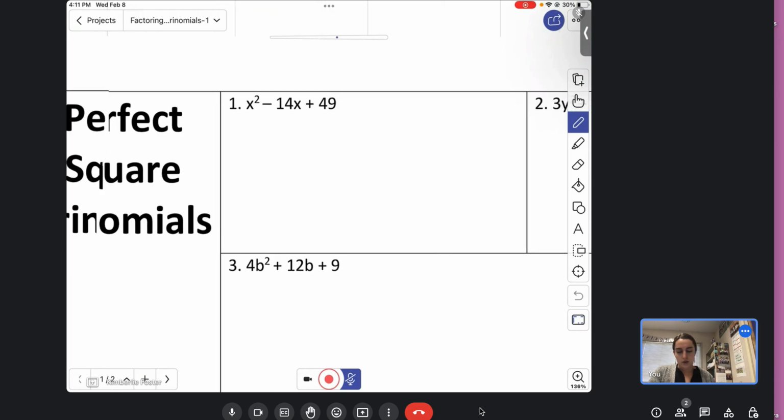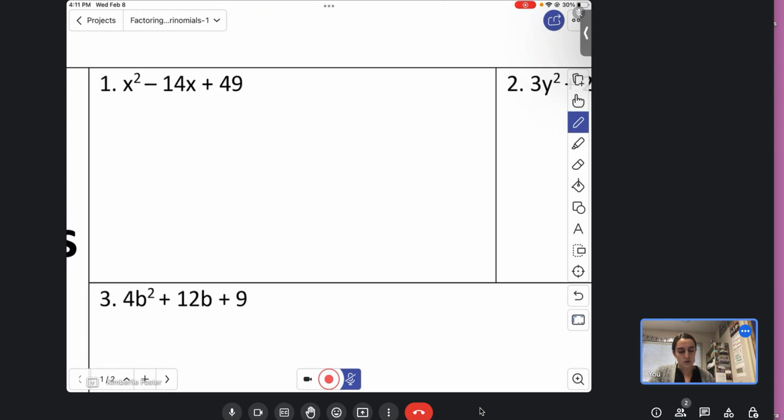Okay, so these are called perfect square trinomials. So when I draw my x, I see here a is 1, b is negative 14, and c is 49. So on top I have 49, and down here I have negative 14. Okay, so I'm trying to find 2 numbers that multiply to 49 and add to negative 14.